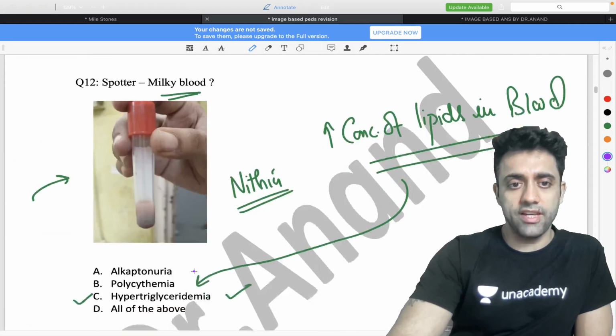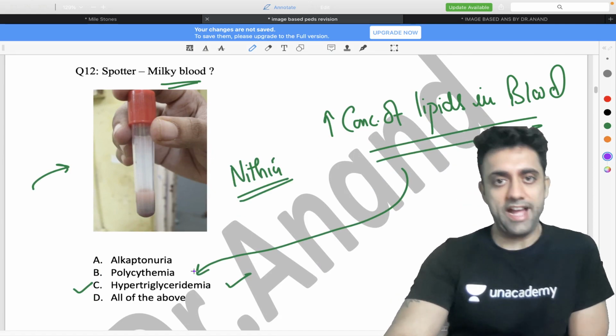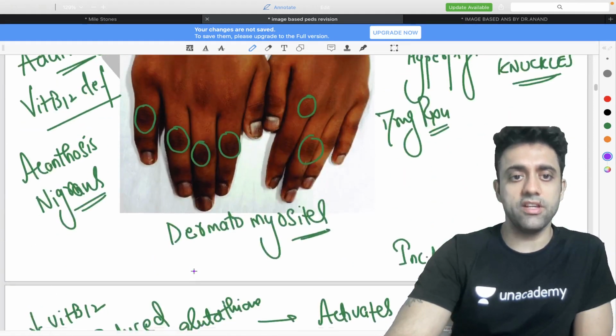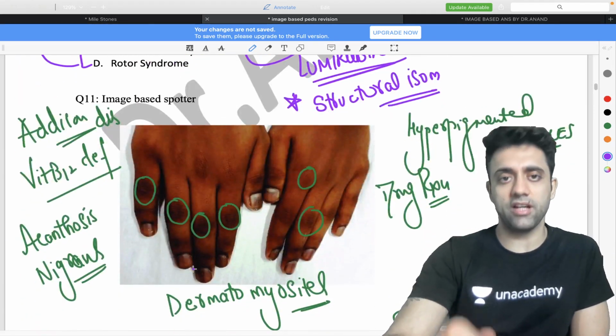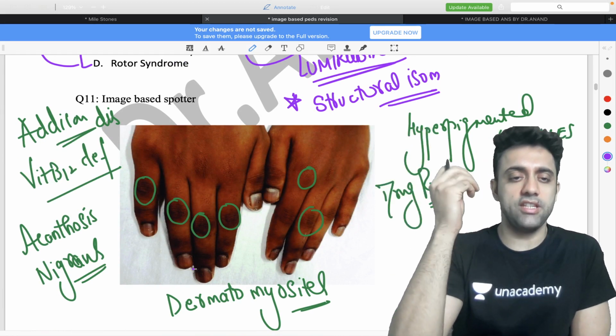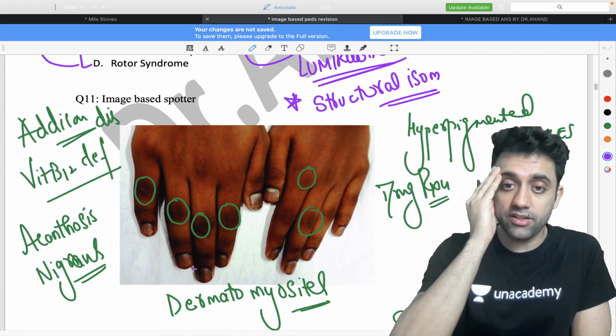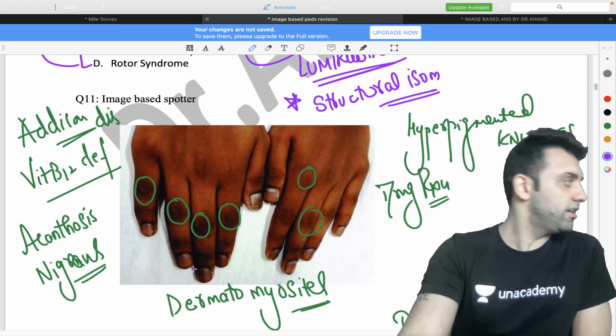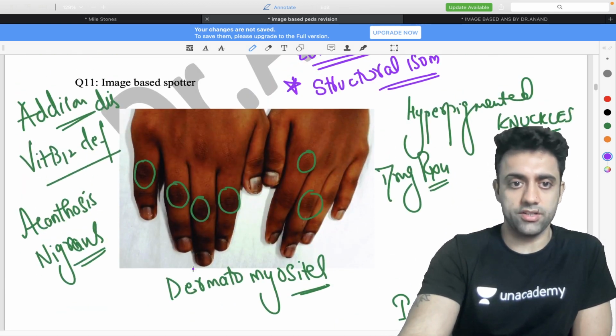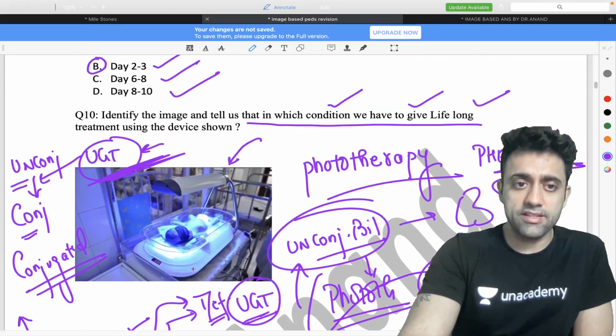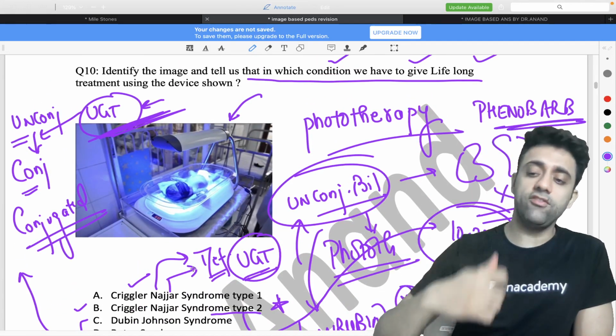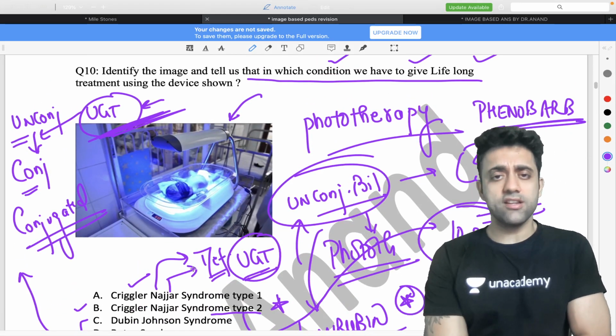Then also we covered very importantly our milky blood, which we see in hypertriglyceridemia. Then also we covered hyperpigmented knuckles seen in vitamin B12 deficiency, acanthosis nigricans, drug reactions, Addison's disease, dermatomyositis, and all those conditions. That's important. And please remember lifelong phototherapy you will give in Crigler-Najjar syndrome type 2.